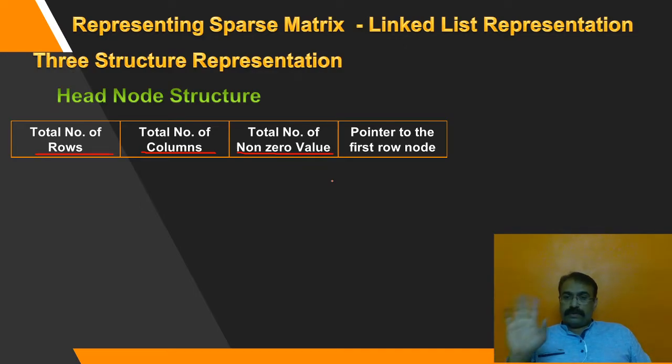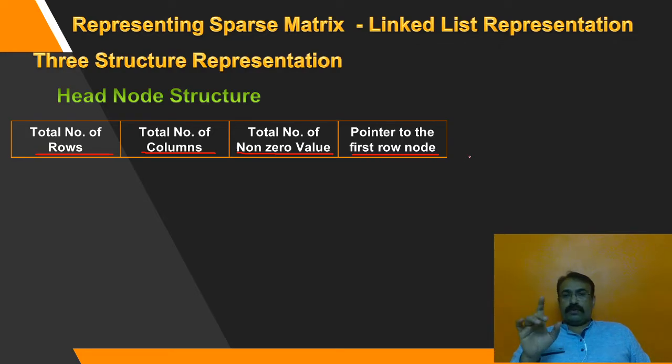Okay, so head node. It's not a head pointer. This is a head node which contains the information: total number of rows, total number of columns, and total number of non-zero values present in that entire sparse matrix. The way we did in the case of array representation, the first column was representing these 3 things, and it will contain a pointer to the first row node.